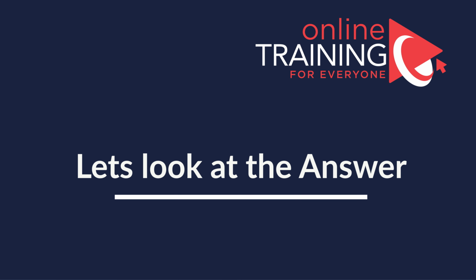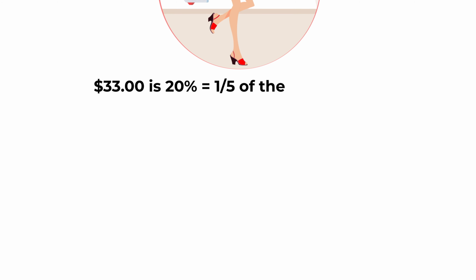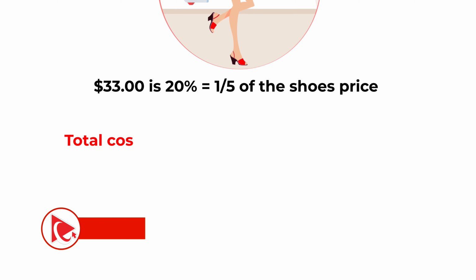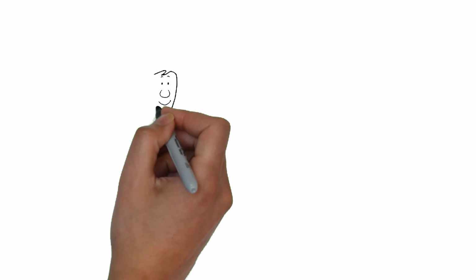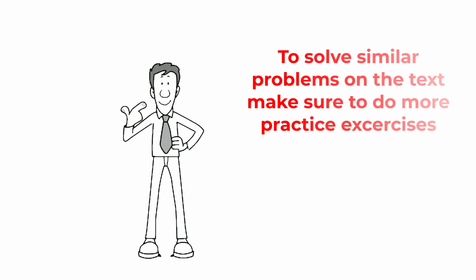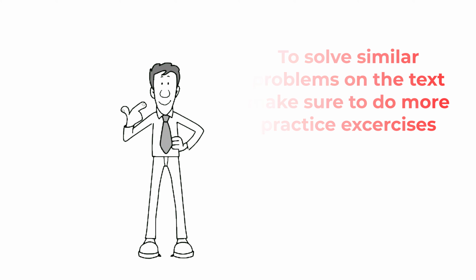The answer to this problem is very simple. $33 is 20% or 1/5 of the shoe's price. So the total cost of the shoes would be 33 multiplied by 5, which would be equal $165. So the correct answer here is choice D, $165. Hopefully you've nailed this question and now know how to answer similar problems on the test.